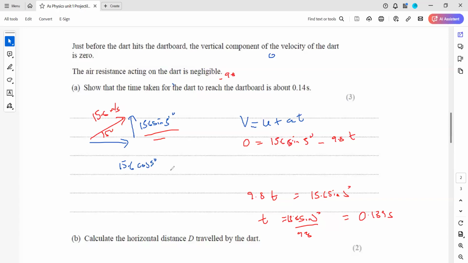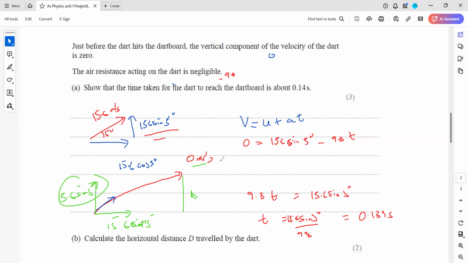Whenever we work with vertical motion, we take the vertical component, and the final vertical component is 0 here. This velocity will have two components, horizontal and vertical. Whenever we use equation of motion, we always use the vertical component. So the vertical component is 15.6 sine 5 and the horizontal component is 15.6 cosine 5. The vertical component is responsible for the vertical motion, and we have the final vertical 0. Using that, we have final velocity, initial velocity, and acceleration due to gravity. We work out the time.